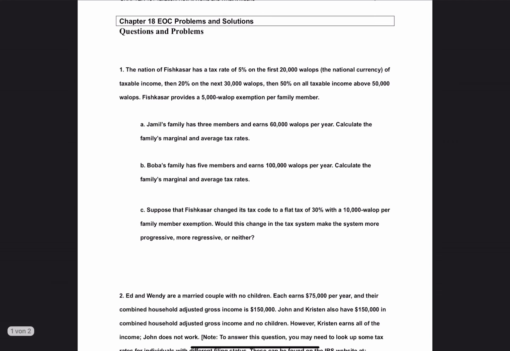So in exercise 1, we are confronted with a fictional nation, the nation of Fish-Khazar, and we have a tax bracket there, or a tax schedule. And given this tax schedule, what we are going to do in the sub exercises is calculate marginal and average tax rates for the families. So let us start by writing down what the tax schedule in this nation of Fish-Khazar actually is.